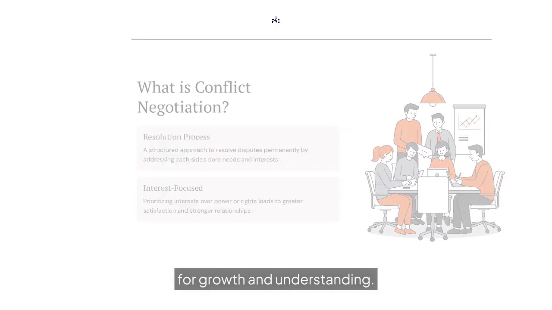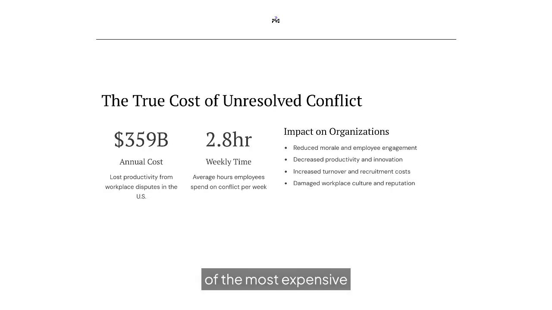Unresolved conflict is one of the most expensive and underestimated challenges within any organization. Studies show that workplace disputes cost the U.S. economy an astonishing $359 billion each year. On average, employees spend nearly 3 hours every week dealing with conflict instead of focusing on productive work. Imagine what could be achieved if that time and energy were redirected toward innovation, collaboration, and growth.